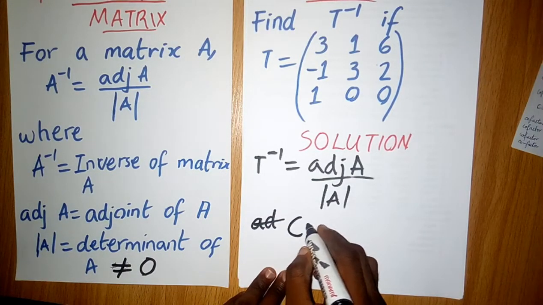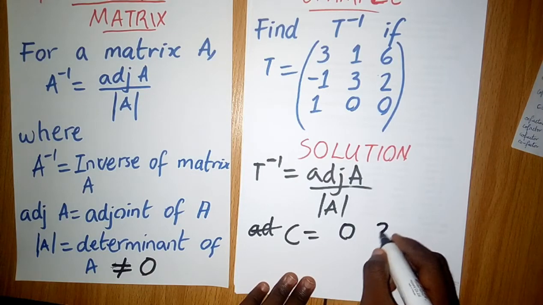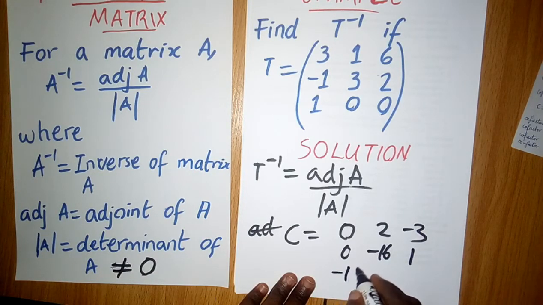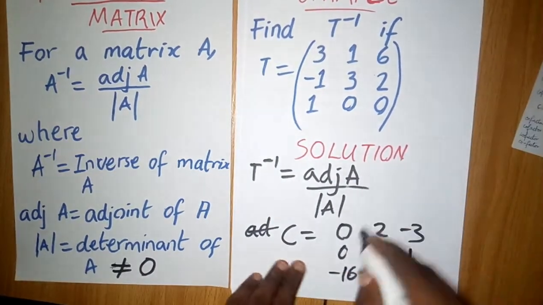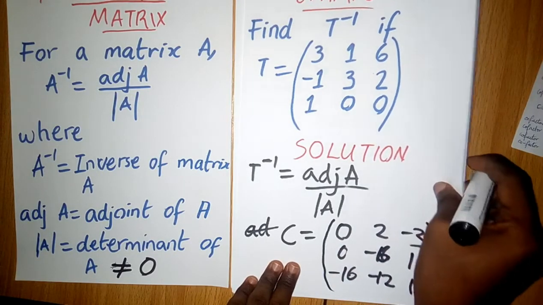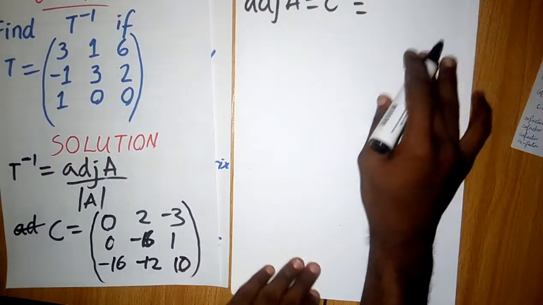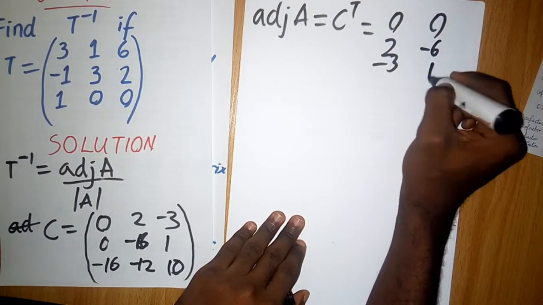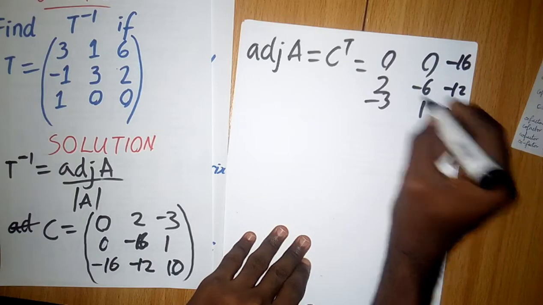The matrix of the cofactors for this particular determinant is 0, 2, minus 3, 0, minus 16, 1, minus 16, minus 12, 10. Okay, so this is the matrix of cofactors. Then our adjoint is going to be C transpose, which is 0, 2, minus 3, 0, minus 6, 1, minus 16, minus 12, 10. So this is our adjoint.